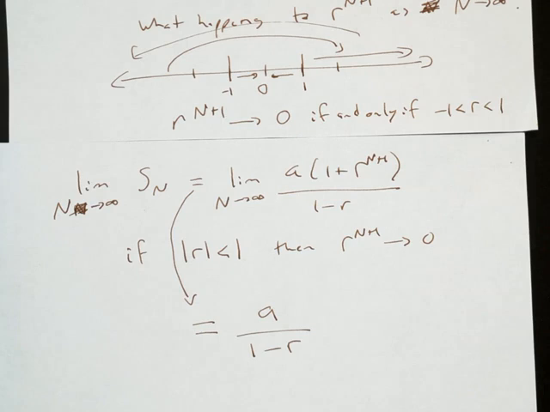That's a limit. That's well defined. That works as long as r is absolute value less than 1. If that's the case, a geometric series will converge.